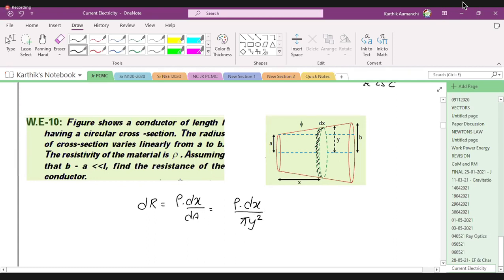Now this thickness, I need it in terms of your y. So if I integrate it, I will get my answer, isn't it? Y dA, just area only. Correct? Now, how do you calculate its dx?